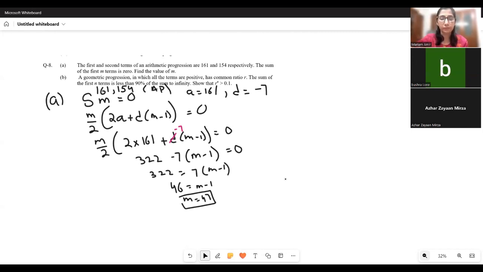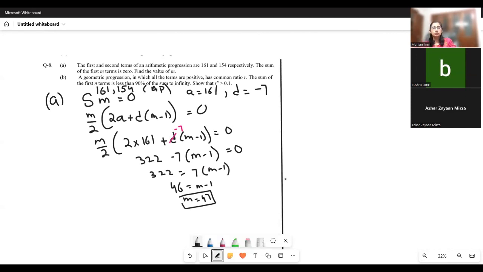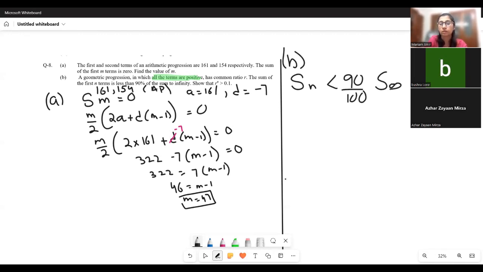So part B. A geometric progression in which all terms are positive, you will probably be using this information later, has a common ratio of r. The sum of the first n terms is less than 90% of the sum to infinity. Okay, so it's saying that the sum of the first n terms is less than 90% of the sum to infinity, right?